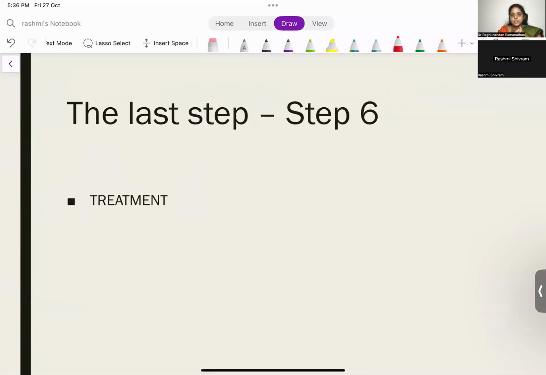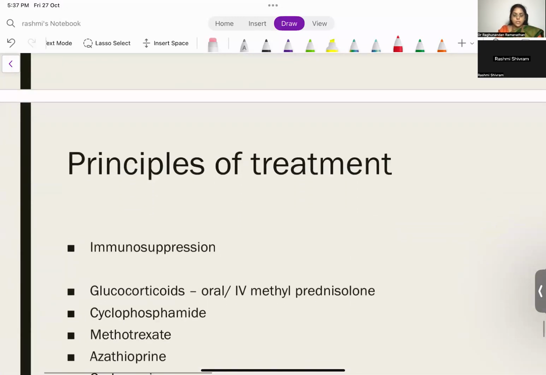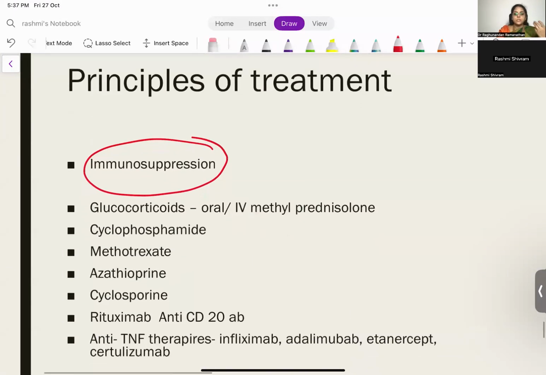So now we come to the last step, almost to the end. We have now diagnosed the patient and now we are going to treat the patient. So treatment is fairly simple. What is the mainstay of treatment in these patients? The mainstay will be that you have to immunosuppress the patient. How we immunosuppress the patient is the next step. Because the inflammatory activity is more, you need to immunosuppress the patient.